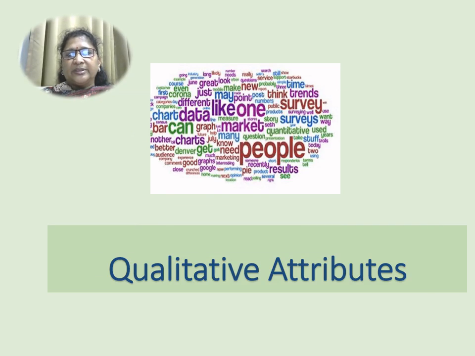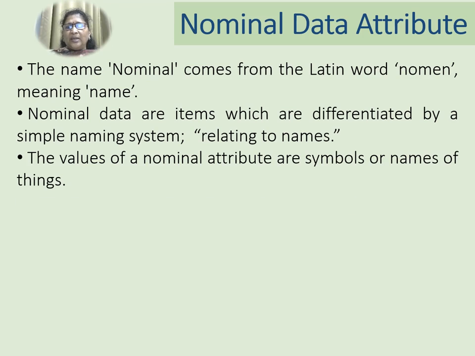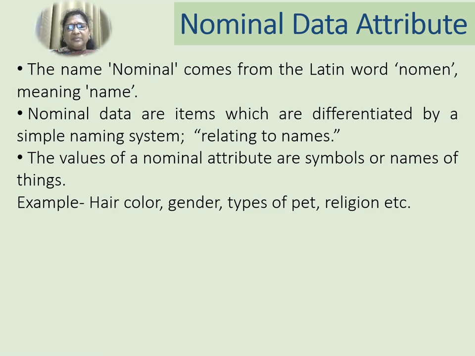Qualitative attributes. A nominal data attribute is a qualitative data attribute. The name nominal comes from the Latin word nomen, which means name. Nominal data items are differentiated by a simple naming system, relating to names. Values of nominal attributes are symbols or names of things.